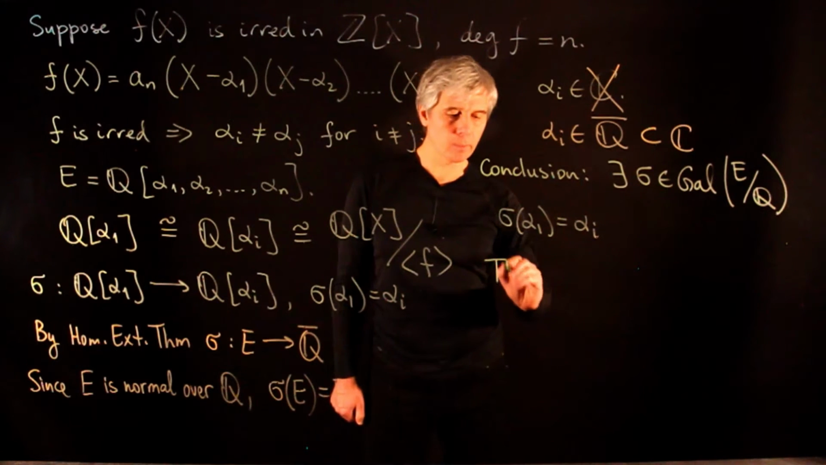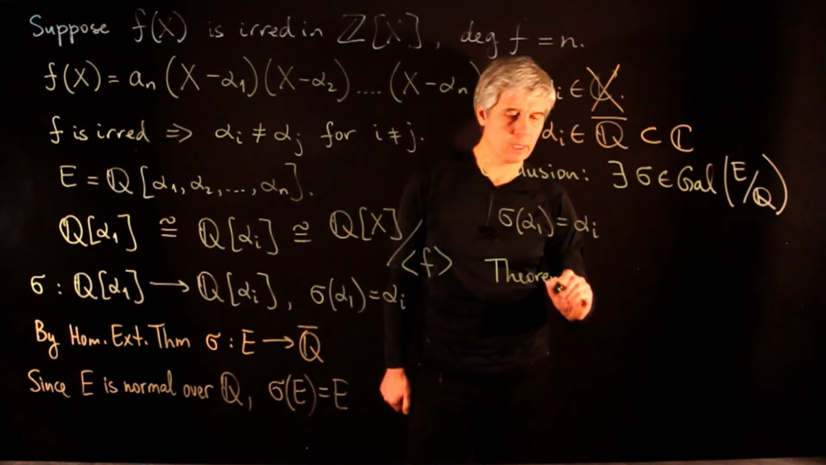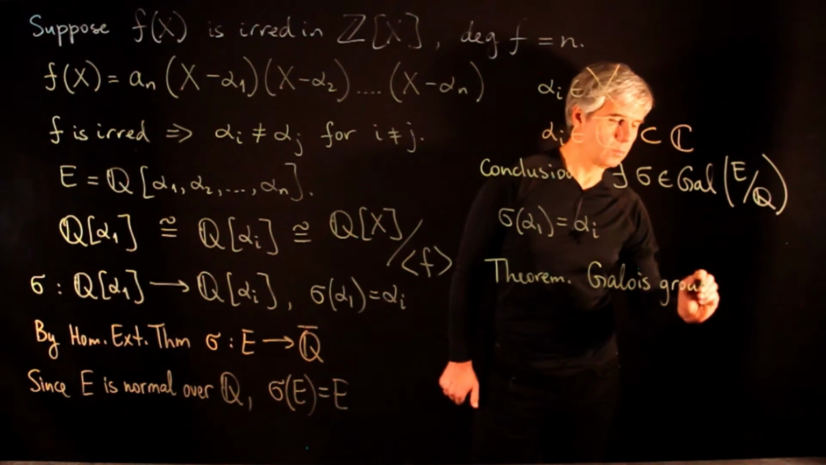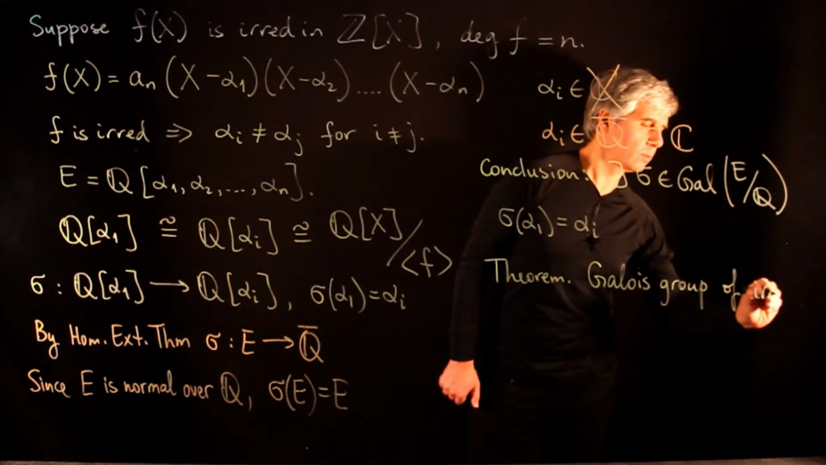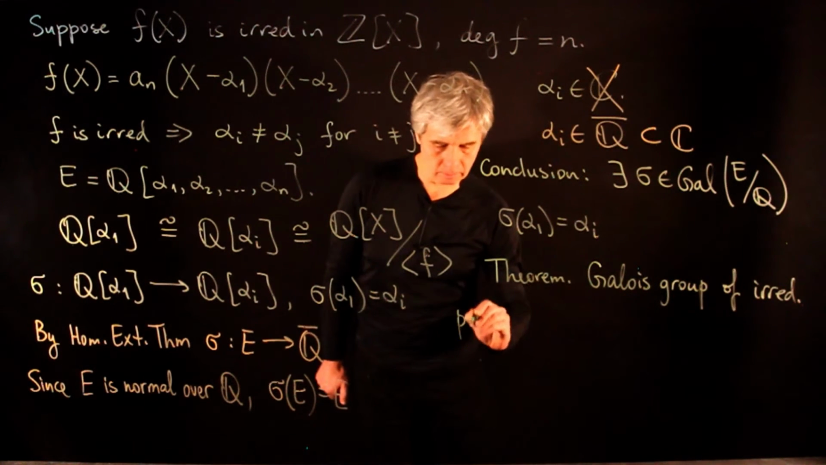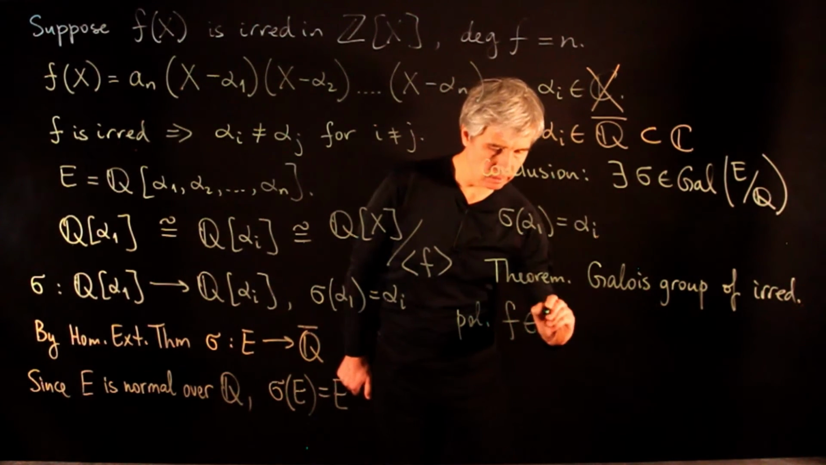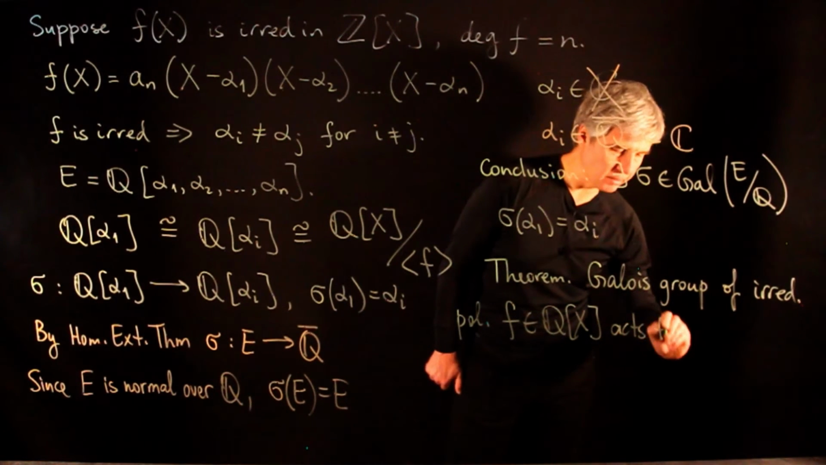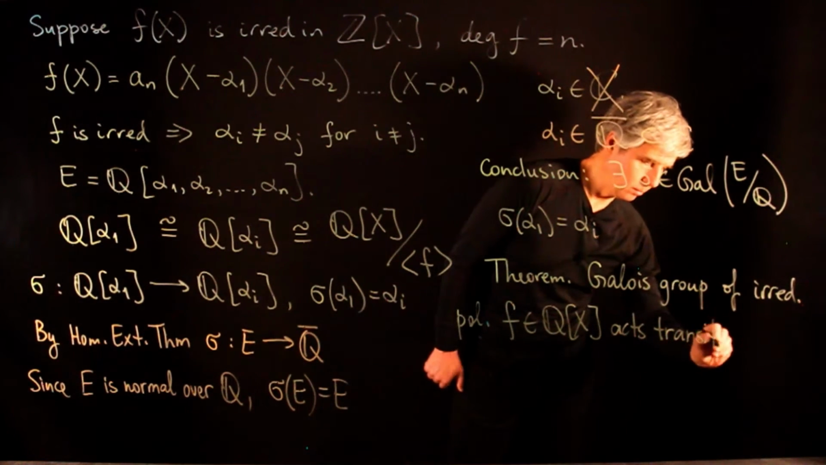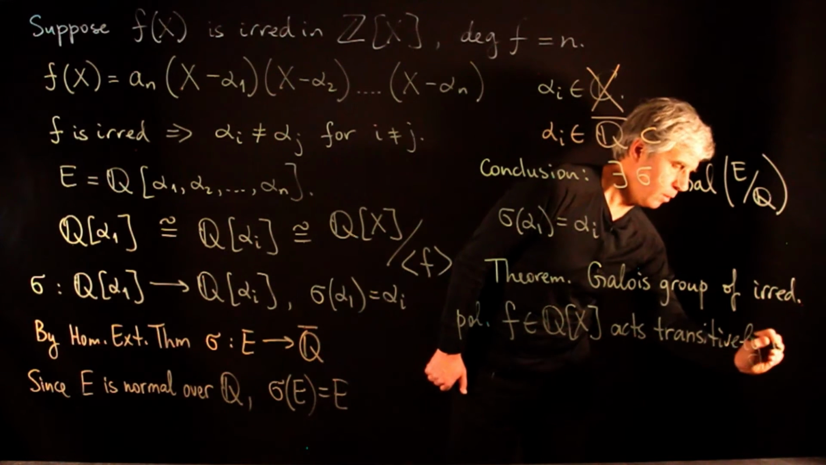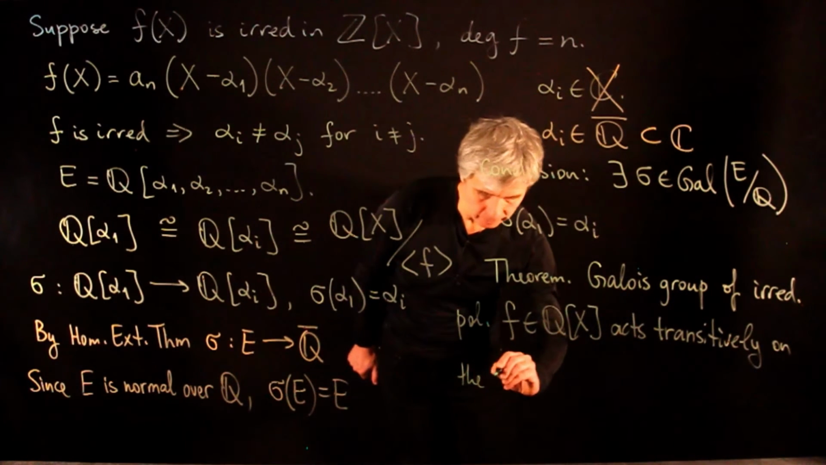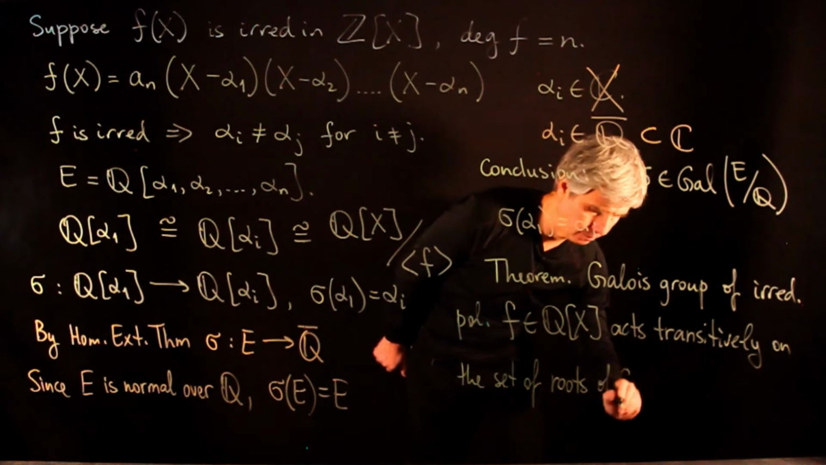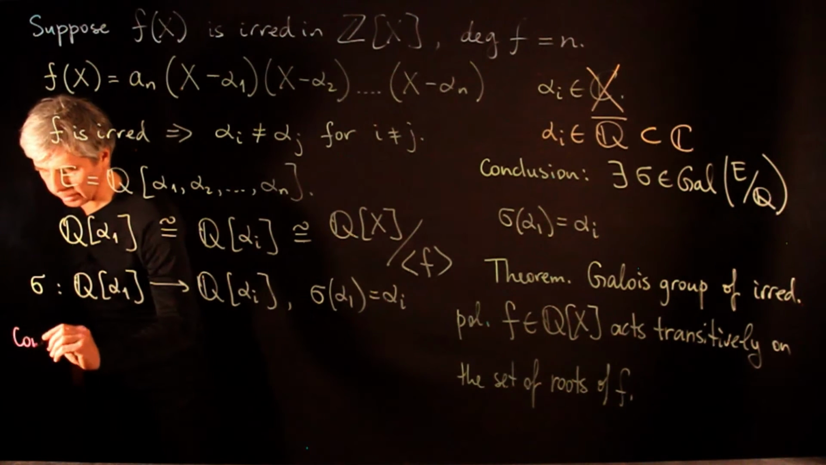And we obtain the following important theorem, that the Galois group of an irreducible polynomial f in Q[x] acts transitively on the set of roots of f. And we get a corollary.